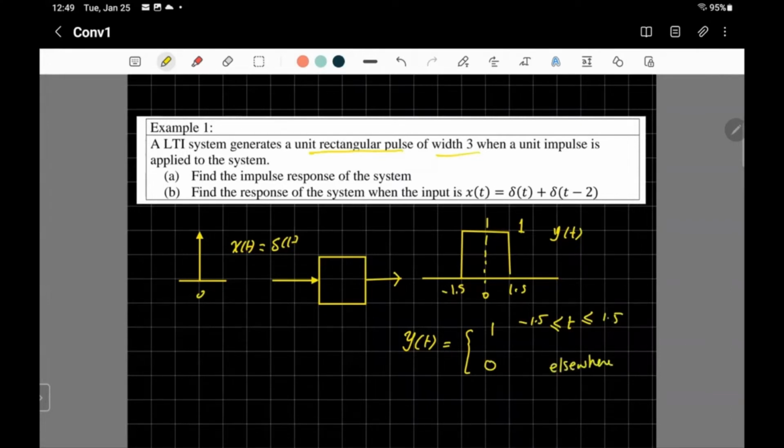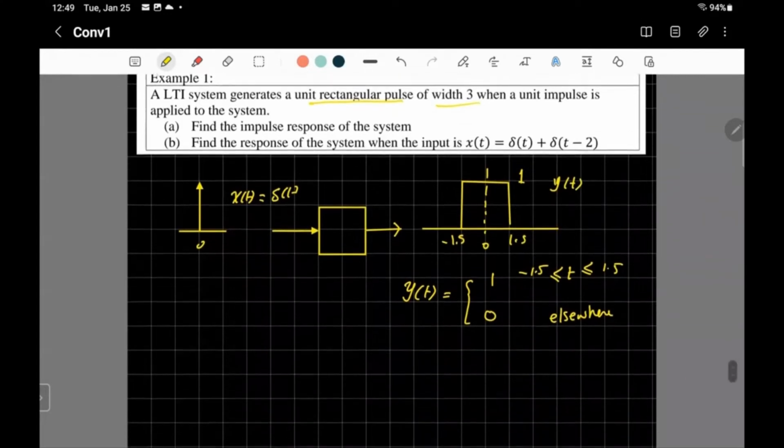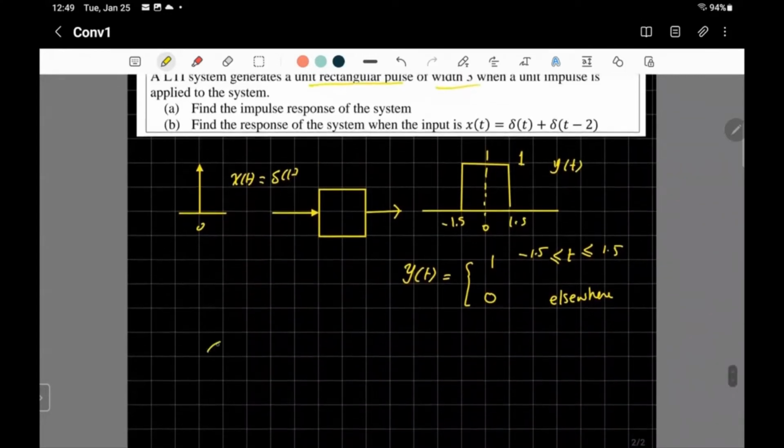All right, we understand that. Now let's look at part B. Part B says that the input x of t is equal to delta t plus delta t minus 2. So how do we solve something like that? The input is equal to the sum of two inputs, and we have a linear system. So what should you do?